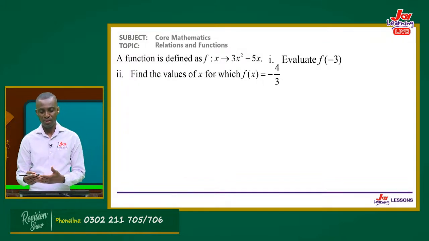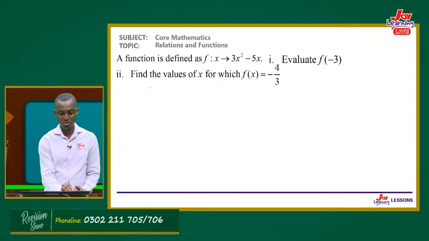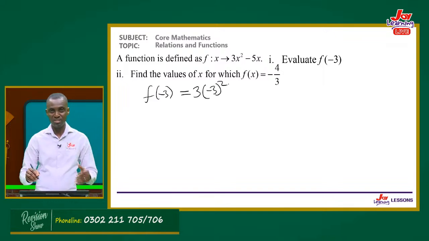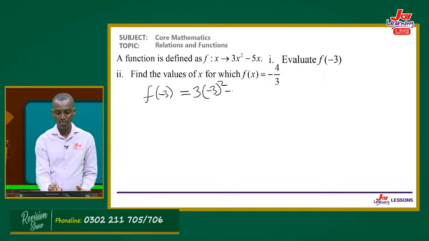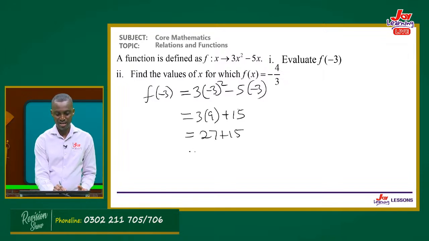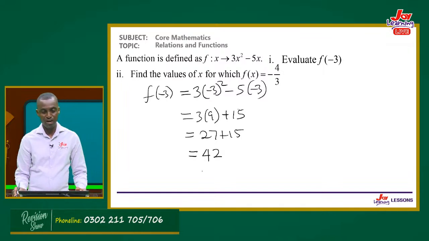To find the value of f of negative 3, just substitute negative 3 into the function, and we have 3 into bracket negative 3 squared, minus 5 times negative 3. That will give us 3 times 9, minus negative 5 times negative 3 which gives positive 15 here. Then we have 3 times 9 is 27 plus 15. The answer gives us 42. So that is f of negative 3.